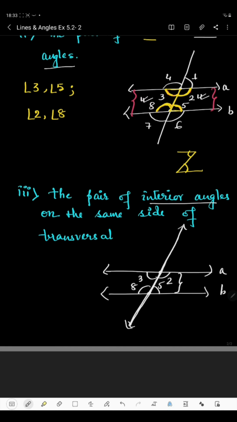2 and 5. These angles are on the same side of transversal, that means on the right hand side of the transversal, okay. So it will be 2 and 5, and another pair of angles will be 3 and 8 because 3 and 8 is on the left side of the transversal. So the pair of interior angles on the same side of transversal are angle 2 and 5 and angle 3 and 8, okay. Now coming to fourth part.